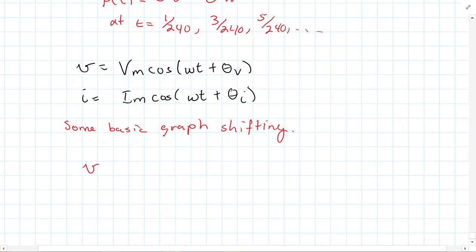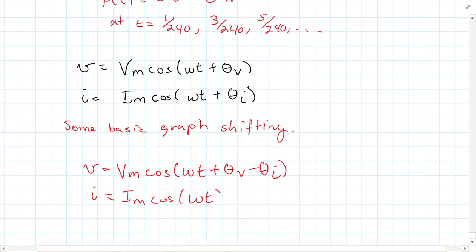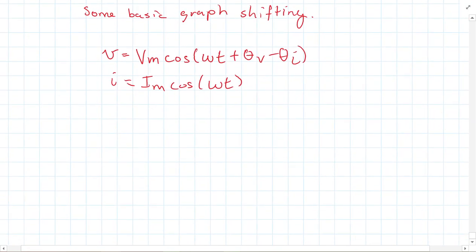Using some basic graph shifting, what we could do instead is write my voltage as Vm cosine of omega t plus theta v minus theta i, and the current as Im cosine of omega t. I'm not going to take the time to show you why you can do that. It's a pretty easy thing to verify.